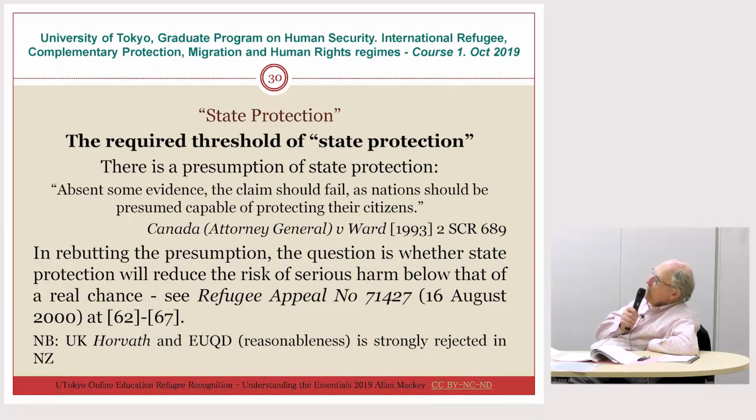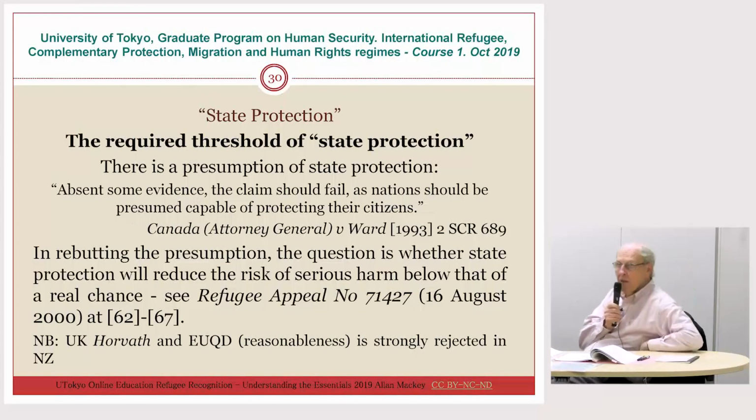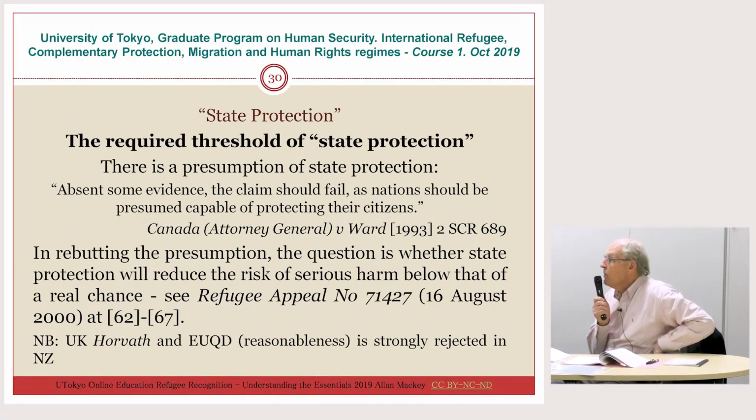That's a very famous Canadian case, Ward, which was sort of the leading case in refugee law for about 10 years. Right. In rebutting, in other words, taking away the presumption, the question is whether the state protection will reduce the risk, and this is the key to it, reduce the risk of serious harm below that of a refugee, a real chance. Okay? And that's the New Zealand case, and there are a few other countries that follow that. The Europeans, unfortunately, I think for political reasons, have this test of reasonableness. I hate the word reasonableness, because reasonableness means what anybody thinks it is. It's too subjective. It's not a good test.